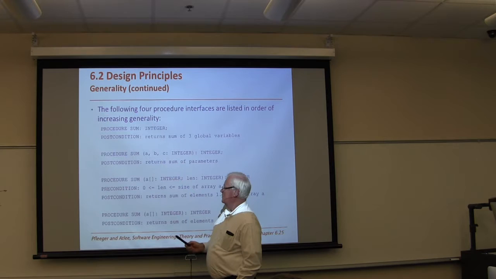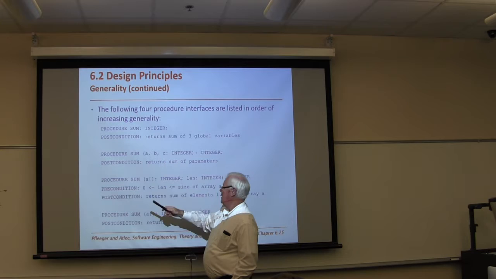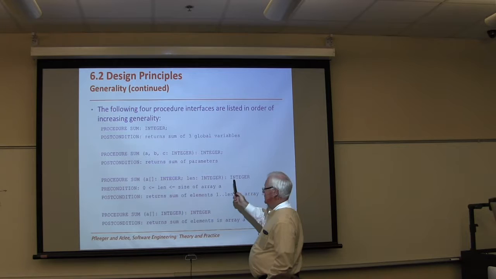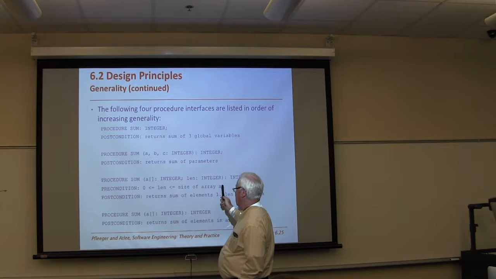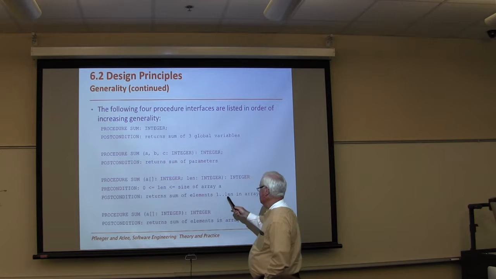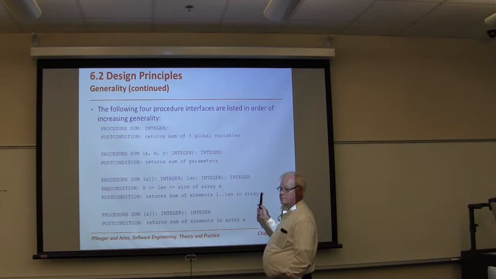Well, we get even more general. What if we had an array called A? It's integer. Its length is integer. It's going to be fed in. And it's based on integer. So the precondition is that 0 is less than or equal to the length of the array, which is less than or equal to the size of the array A. The postcondition is it returns a sum of the elements 1 through the length in array A. Pretty general now, isn't it?